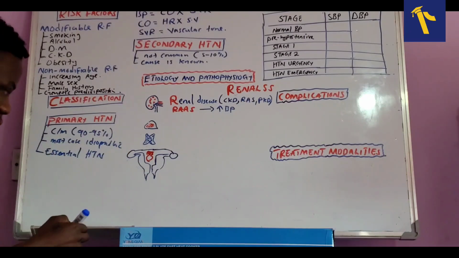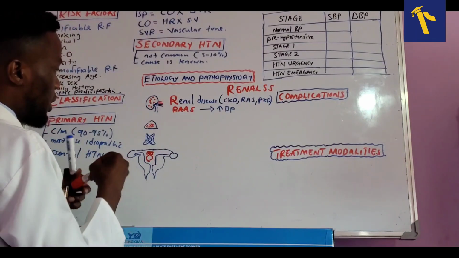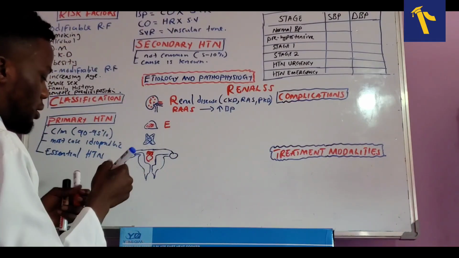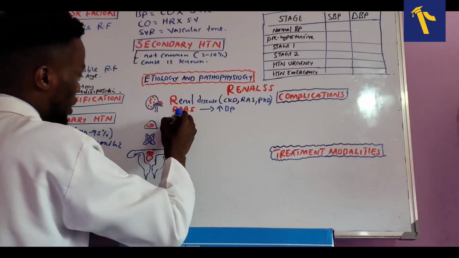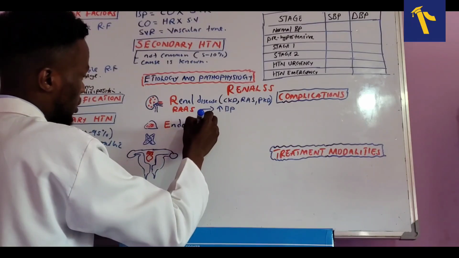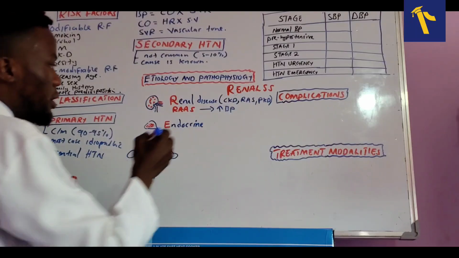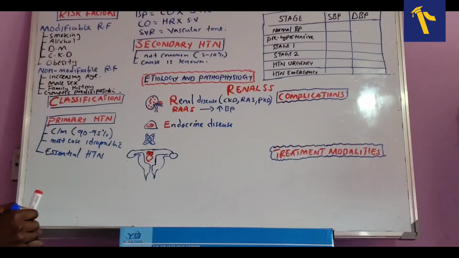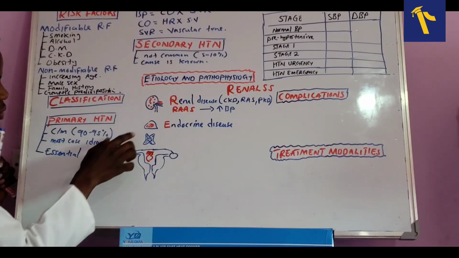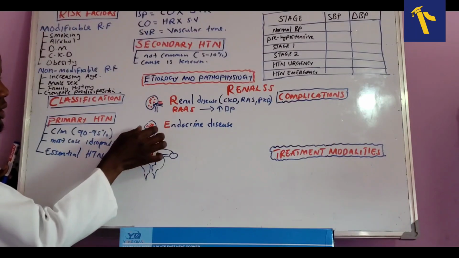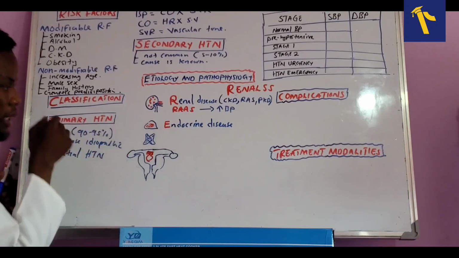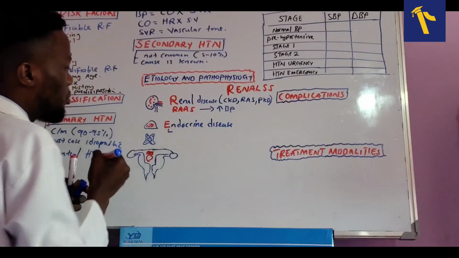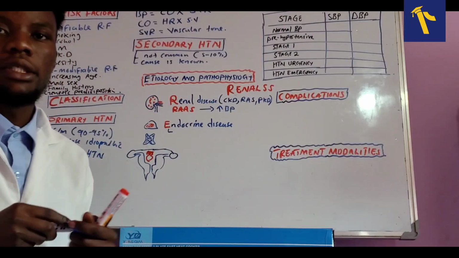Now let's go to E. What is E? E is endocrine. Endocrine diseases or disorders. We've got two important glands here. This one is what we call the adrenal gland. These are the adrenal glands, and there are some problems that can go wrong with an adrenal gland.